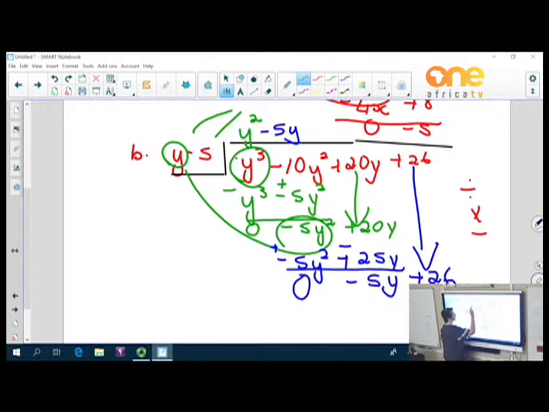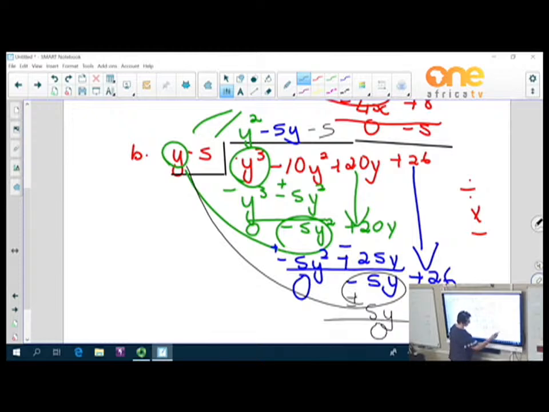And now you repeat those steps. How many times will y divide into negative 5y times? Negative 5. Multiply, then you have negative 5y. Negative times negative is positive 25. We subtract, so we change the signs. You eliminate here, and there's a remainder of 1. So this one's answer is remainder 1. This is the quotient, there's the remainder.